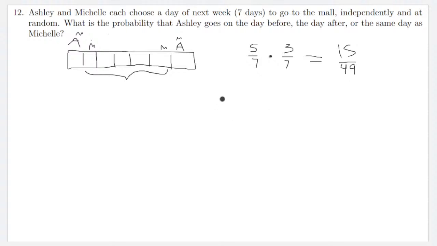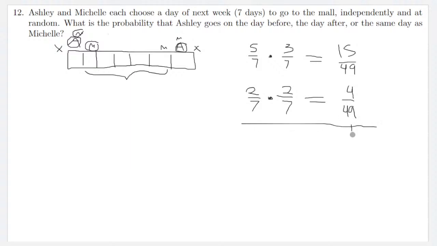The next case is Ashley going on one of the end days. So this is 2/7. And you can note that 5/7 plus 2/7 is our entire scenario. So we've covered all the cases here. 2/7 times, well, Michelle will only have 2 options, right? Either the same day or the day next to it. The day before is not an option here, and the day after is not an option here. So this gives us 2/7. So this case gives us 4 over 49. These cases are independent, so we can add it up to get 19 over 49.